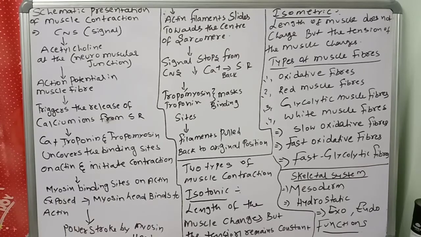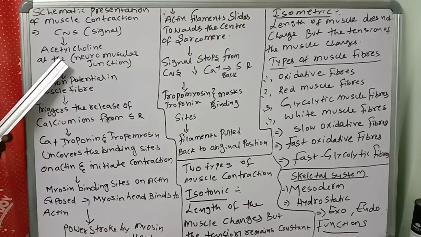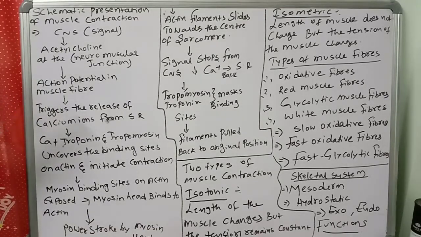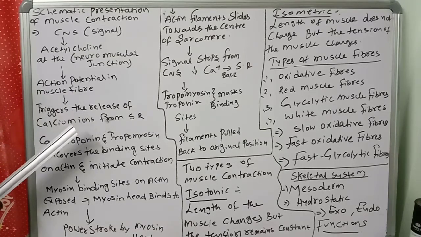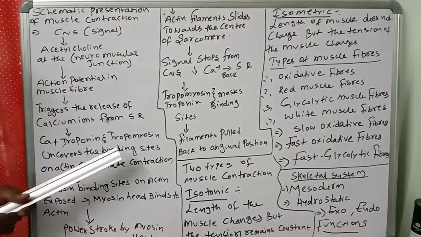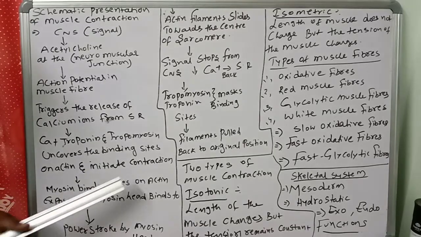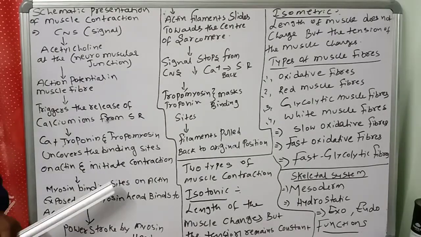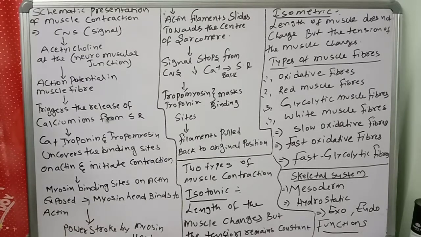So these are all the important steps. First, the signal comes from the central nervous system. Then acetylcholine, a neurotransmitter, is released at the neuromuscular junction. Then an action potential forms in the muscle fiber. Then it triggers the release of calcium ions from the sarcoplasmic reticulum. Then calcium, troponin and tropomyosin uncover the binding sites on actin and initiate the contraction. Then the myosin binding sites on actin are exposed, and the myosin head binds to actin.